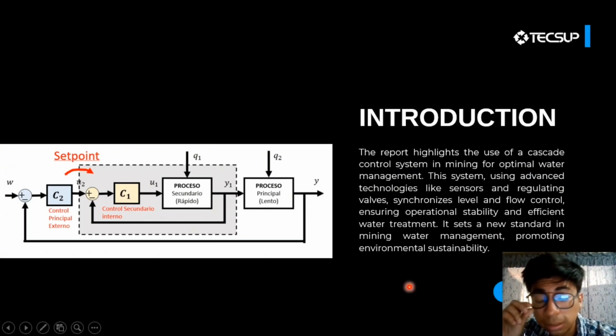It says that the report highlights the use of a cascade control system in mining for optimal water management. This system, using advanced technologies like sensors and regulating valves, synchronizes level and flow control, ensuring operational stability and efficient water treatment. It sets a new standard in mining water management, promoting environmental sustainability.